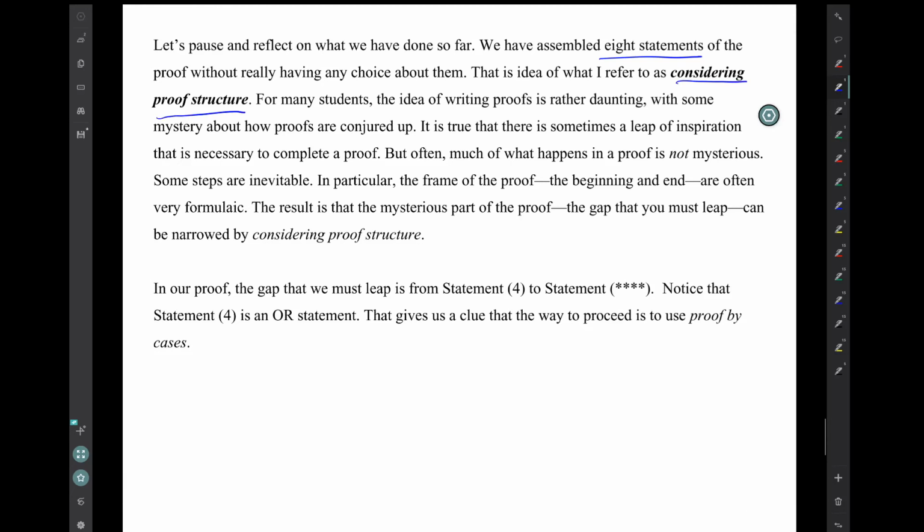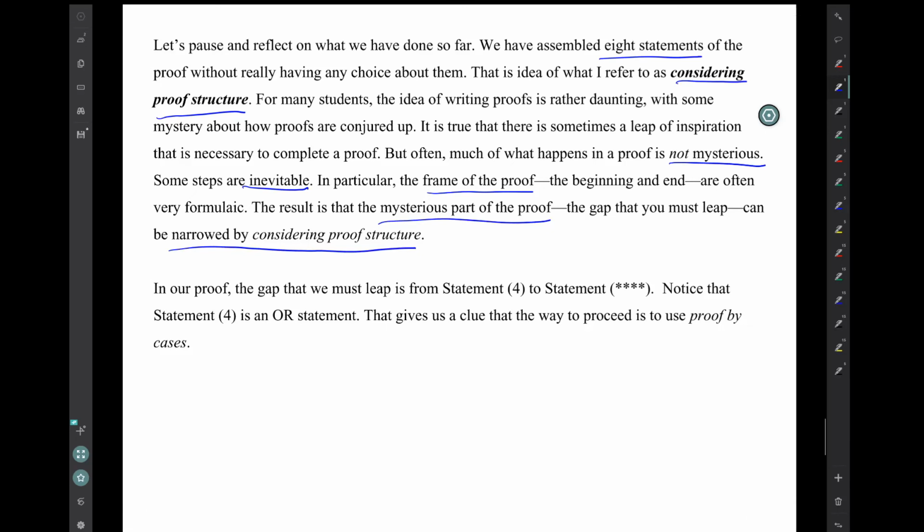For a lot of students, the idea of writing proofs is intimidating, with some mystery about how proofs are kind of conjured up. And it's true that sometimes there is a leap of inspiration that you have to have in order to complete a proof. But often, much of what happens in a proof is not mysterious. Some steps are inevitable. In particular, the frame of the proof, the beginning and the end, is often very formulaic. And the idea of unpacking and packing up definitions, that's also not mysterious. It's very formulaic. And so the result is that the mysterious part of the proof can be narrowed by considering proof structure.